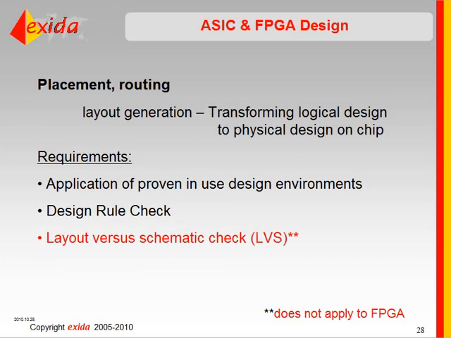The next stage is the placement and routing and layout generation, where you transform the logical design into the physical design on the chip. This is also done using tools and automated, and the tools need to be proven in use. There's also something called a design rule check that verifies that none of the design rules of the chip manufacturer are violated, which could be like minimum distances or things like that, maximum fan-outs, various things like that. And then there's something called a layout versus schematic check, which is usually an automated tool that takes a look at the output of the placement and routing and compares it back to the input and checks that it matches up.